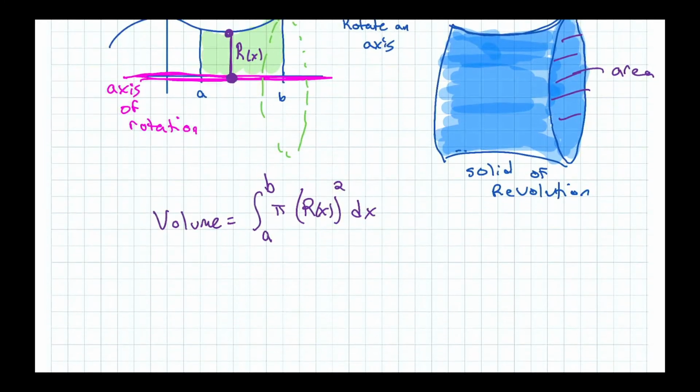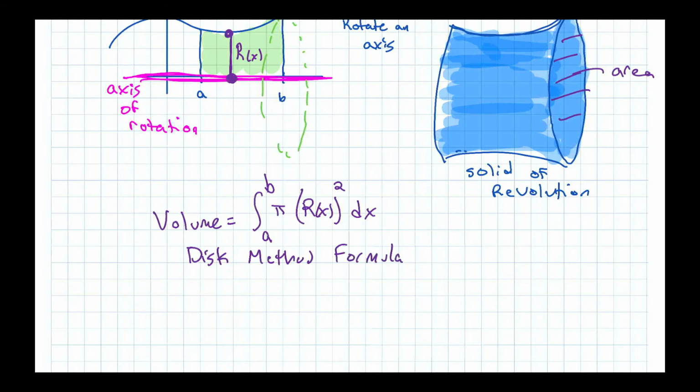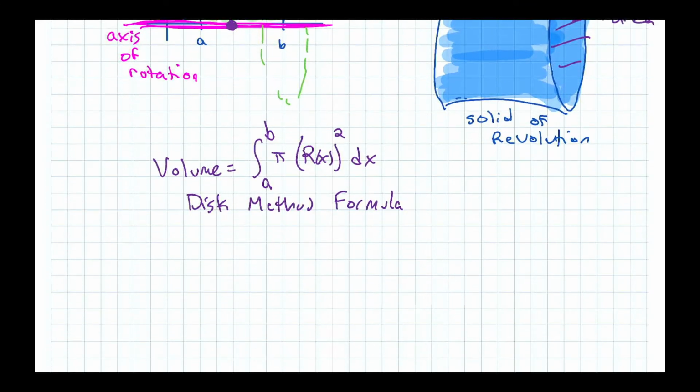Okay, and this is called the disk method. So this is the disk method formula. And that's when the axis is parallel to the x-axis, which I think it will be for you always.